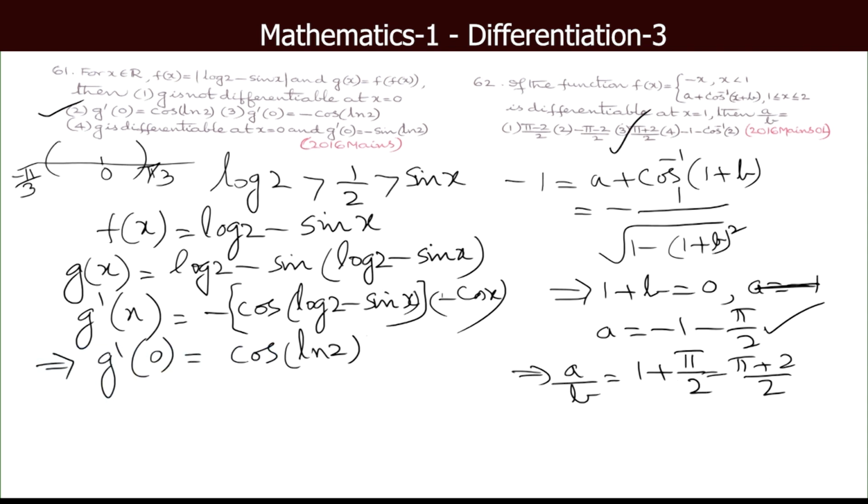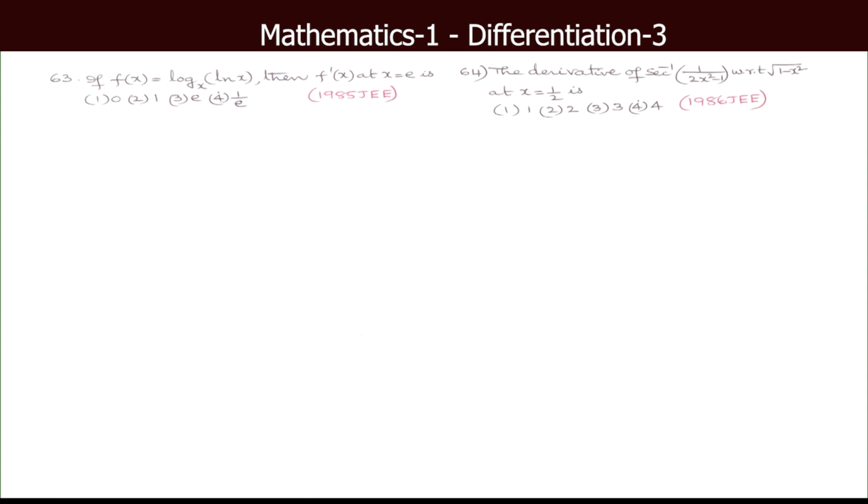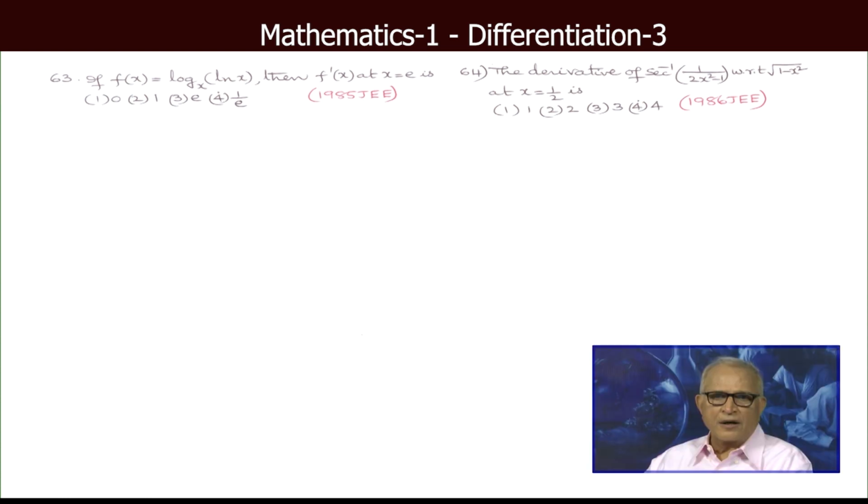Okay. Next, 63. If f(x) equal to log of ln x to the base x, be careful here. The first logarithm has the base x, the second logarithm is the natural logarithm. That is the order, of course. So, what is the derivative f dash x at x equal to e?